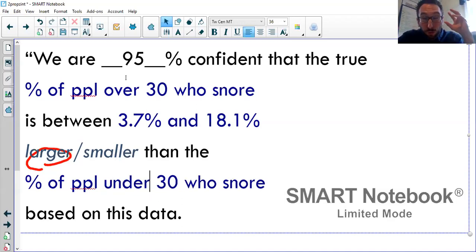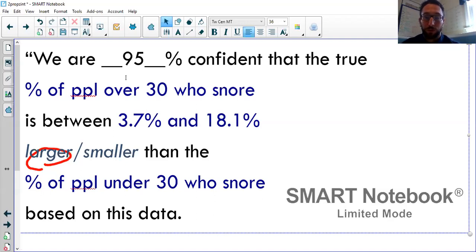So now the true meaning of that interval, it's telling us how much bigger is the percent of people over 30. Again, over 30 was bigger because of the positive. So we're 95% confident the true percent of people over 30 who snore is somewhere between 3.7 and 18.1% higher than the percent of people under 30 who snore, based on this data.